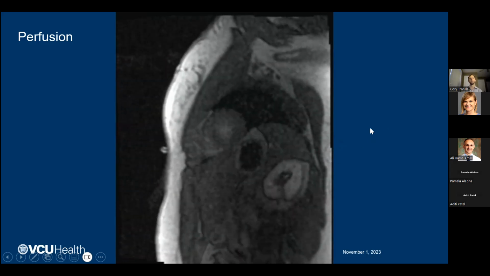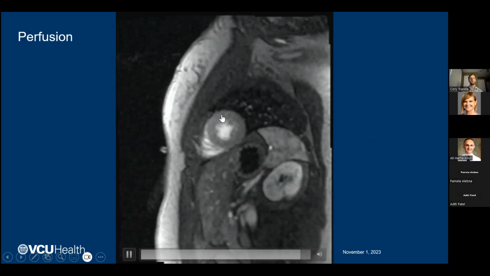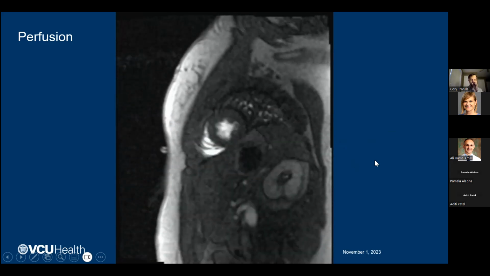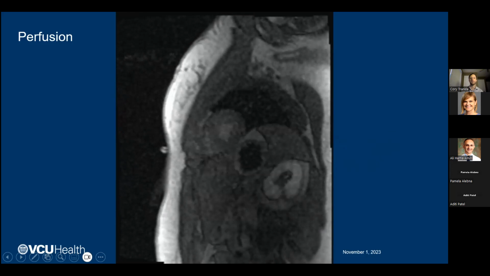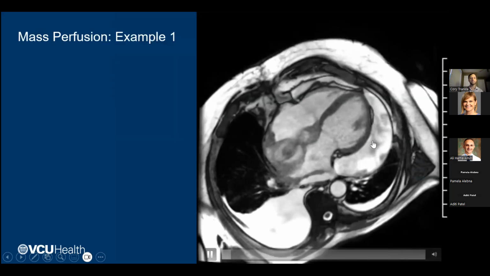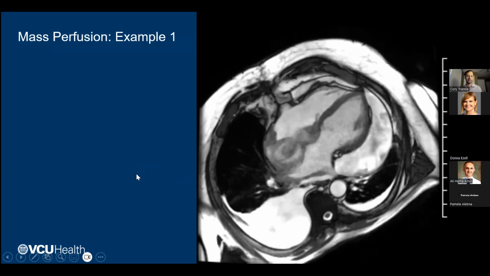And so you can see how, of course, the myocardium is very avidly taking up this contrast because it has very avid perfusion. And so here's an example of a mass, a mass here within the interatrial septum, kind of extending along the right atrial wall. And the question is, maybe it's obvious already, but is this something that's malignant or has avid blood supply that we need to be concerned about?